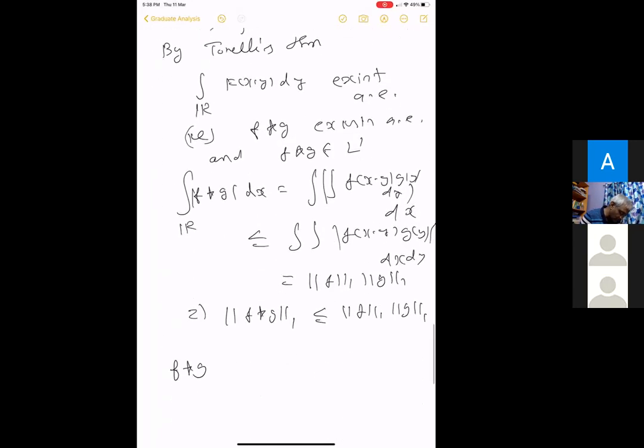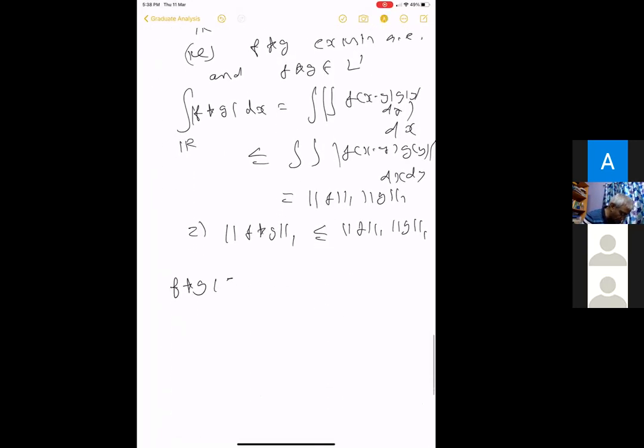So we want to compute f star g hat at xi, and that is equal to the integral over R of the integral over R of f of x minus y, g of y, dy. So this whole thing, the convolution, is a function of x. Then we have e power minus i xi x dx. This is the Fourier transform of the convolution.